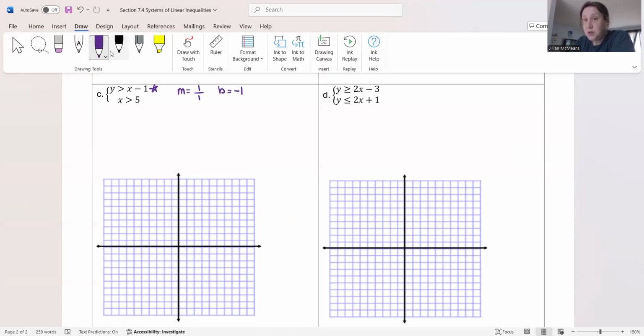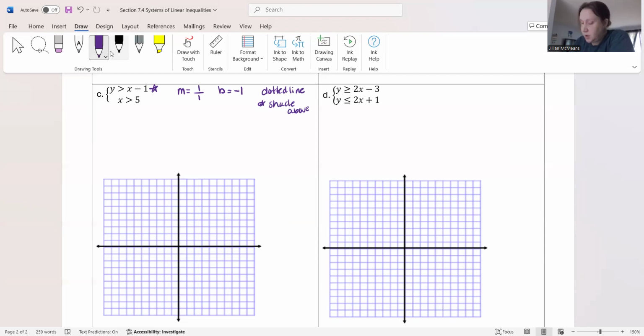We do have a strict inequality here, so that tells me I'm going to use a dotted line. Okay, and then this says y is greater than x minus 1, so I think I'm going to shade above, but we'll still test a point.